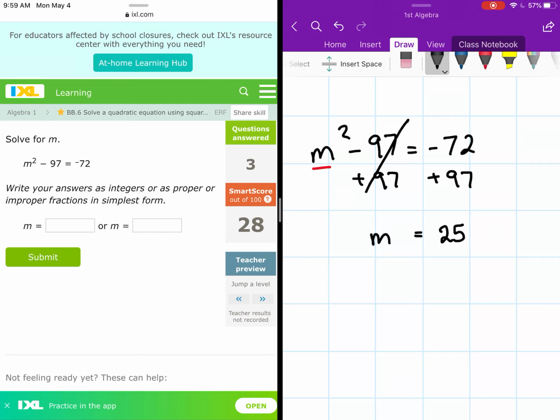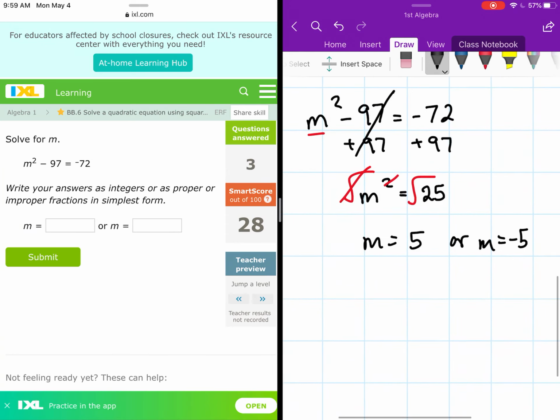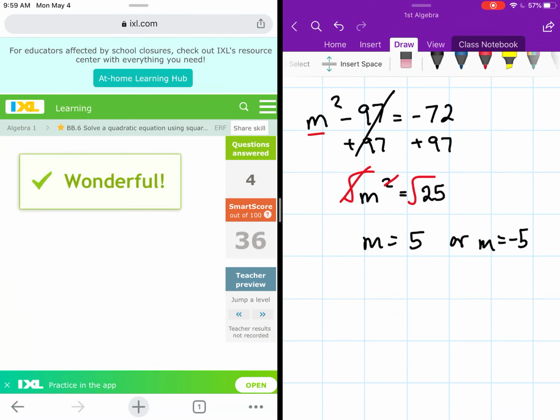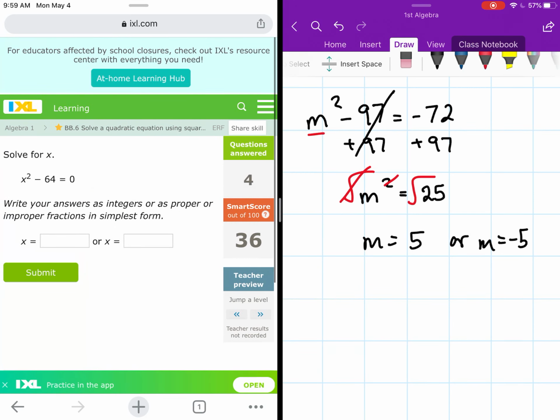Okay? Equals, and then we can bring down our m squared. So then from there, this is stuff that we already did before. It's very simple. It just involves one step, adding or subtracting a number, and then taking the square root. So square root of 25 leaves you with m equals 5 or m equals negative 5, because it can be both of those answers, remember? So then that is going to be my answer here, 5 and negative 5.